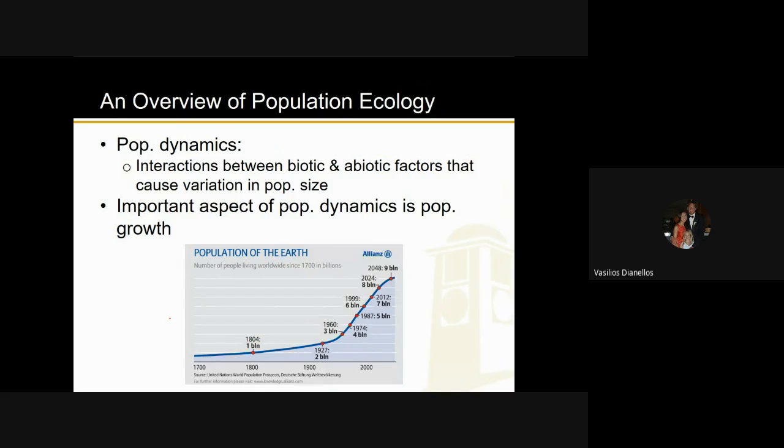Then another term you need to be familiar with is population dynamics. And those are the interactions between the biotic and abiotic factors that cause the variation in population size. In other words, population dynamics is just looking at the things that cause the population to grow or shrink or stay the same. And these terms, I think, are new for you, at least in this course. Biotic means living, and abiotic means non-living.